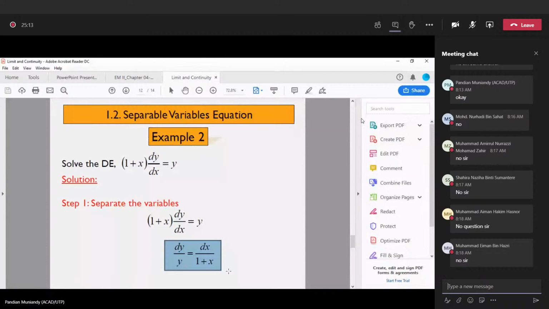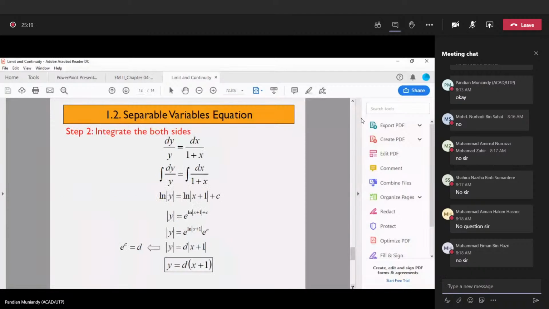So in this case, you have dy over y equals to dx over 1 plus x. You integrate. When you integrate this, you write like this, left hand side, right hand side. This one, 1 over y is ln y. The modulus sign shows that the y cannot be negative. So y must be always positive.